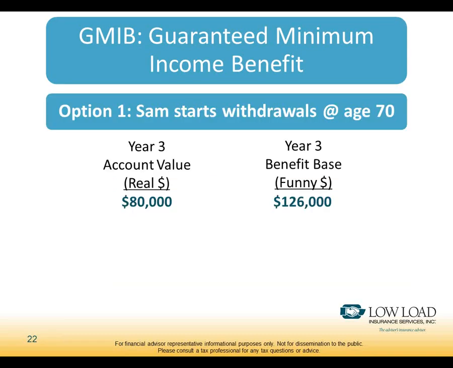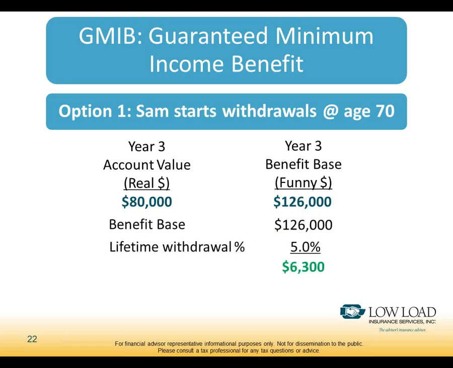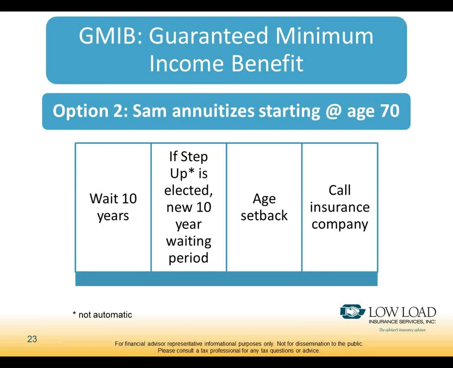So for option one, the Guaranteed Lifetime Withdrawal Benefit part of the rider, let's go back to our example with Sam. At the end of year 3, his account value is $80,000, and his benefit base is $126,000. He's going to get 5% of that benefit base, which is going to give him $6,300. Once again, remember that $6,300 for the GMIB option one. We're going to refer back to that in a little bit. But option two is an annuitization benefit, and Sam would have to wait to age 70 to annuitize.